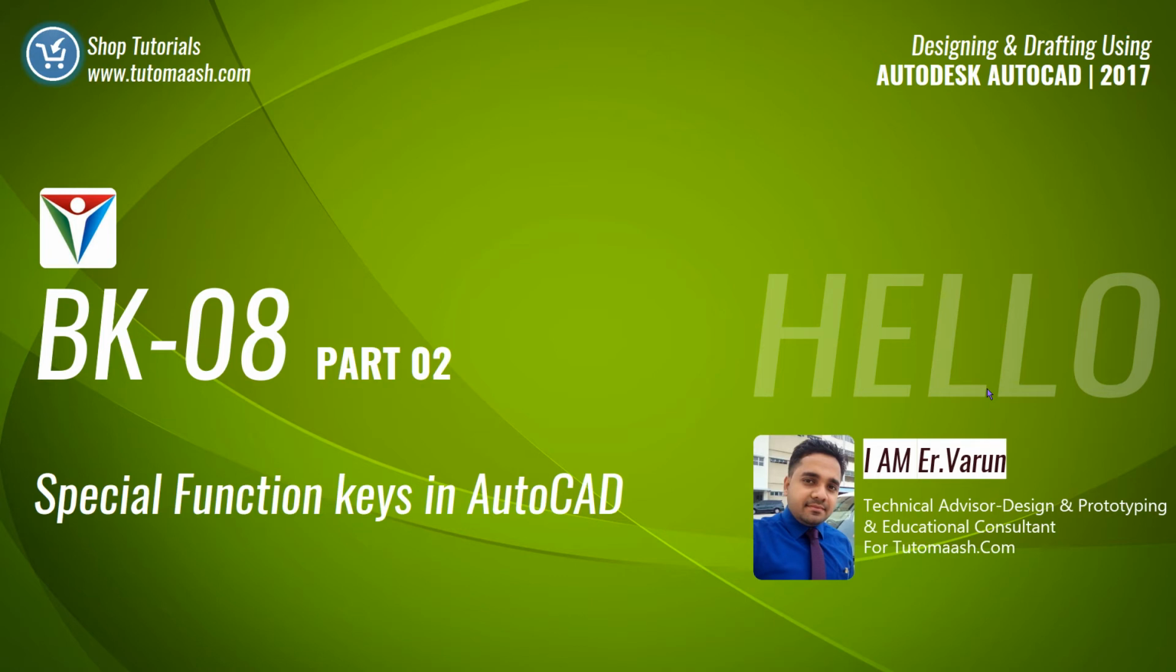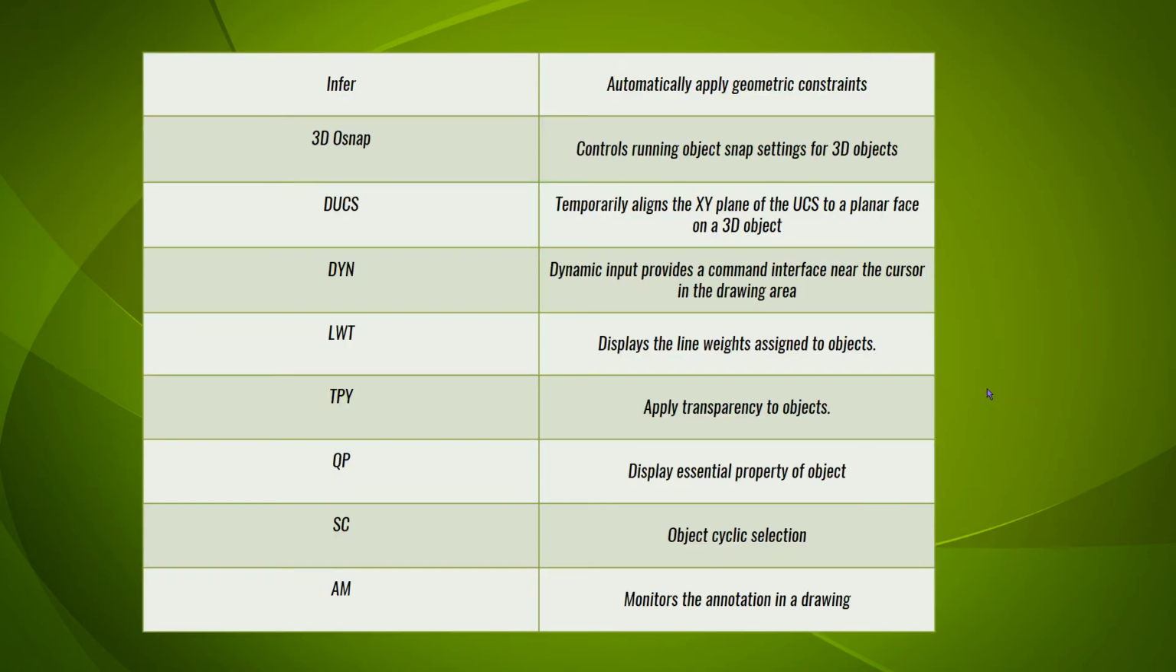In this session, we will be discussing special function keys in AutoCAD. In the previous session, we have already discussed basic function keys in AutoCAD. Here, we will be discussing more about the additional function keys which are available in the software. Starting from the beginning, we have the Infer key. The Infer key helps you to automatically apply geometric constraints like perpendicular, parallel, angular, etc.